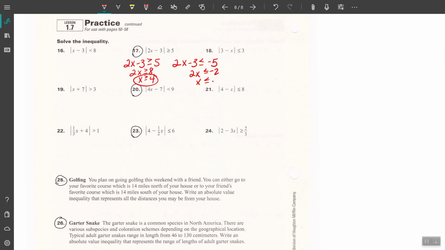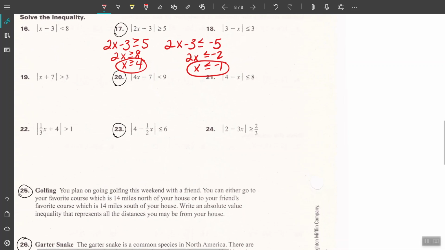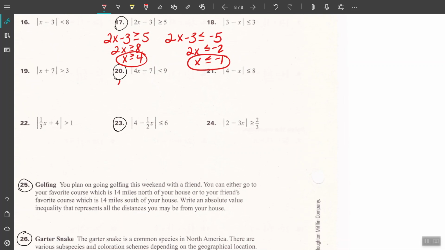And x is less than or equal to -1. Okay, that 2 was positive. Remember, if we had been dividing through by a -2, then we would have had to change the inequality signs to go the other direction. We didn't have to do that on this one because we didn't multiply through by something negative.